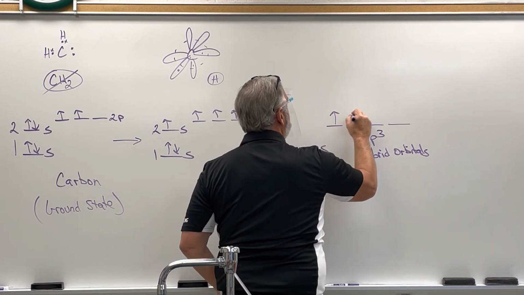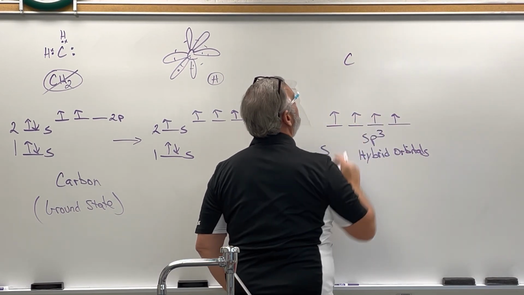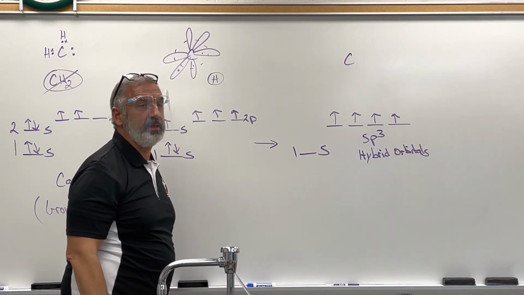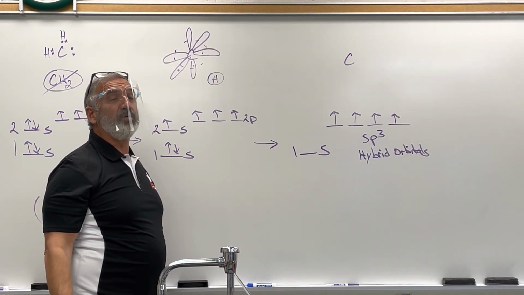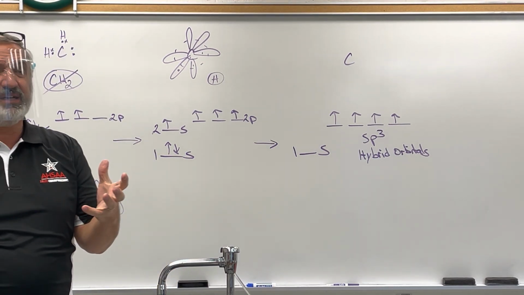1 electron into each. So now we have 4 equivalent orbitals. Those 4 electrons, and I'm going to do this hand in hand here today.